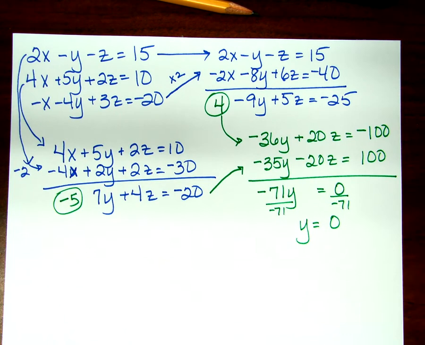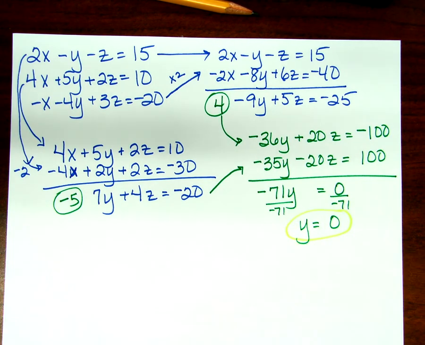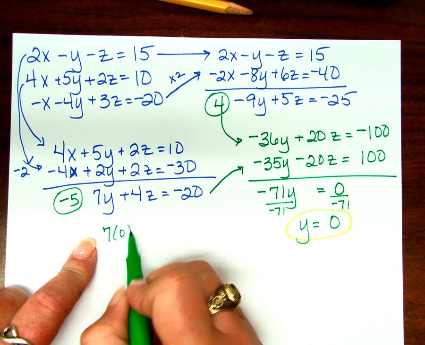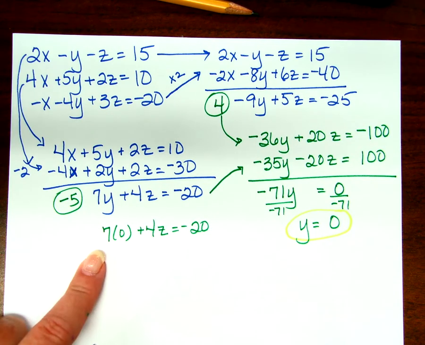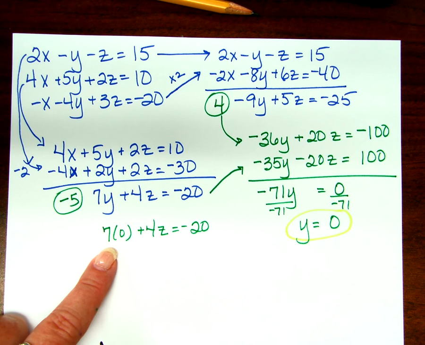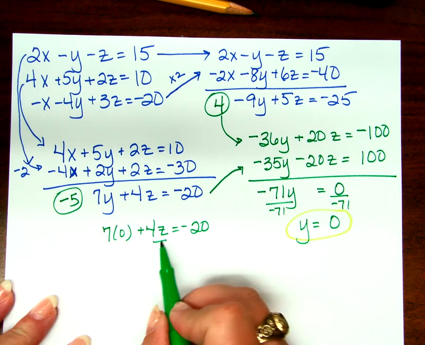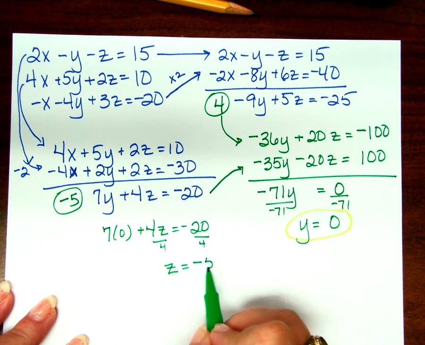So I know why. What do I do with it? Where would you like to plug it in? So here, okay, 7 times 0 plus 4z equals negative 20. So that's pretty much just like not there. That's 0, right? So I can just divide both sides by 4. Z equals negative 5.